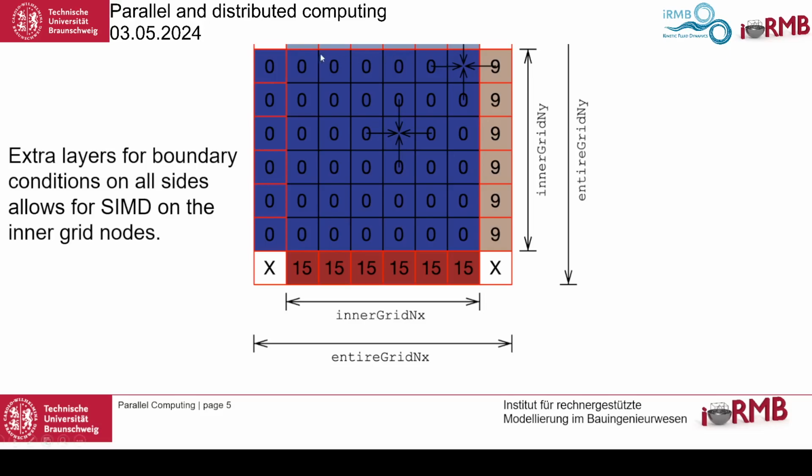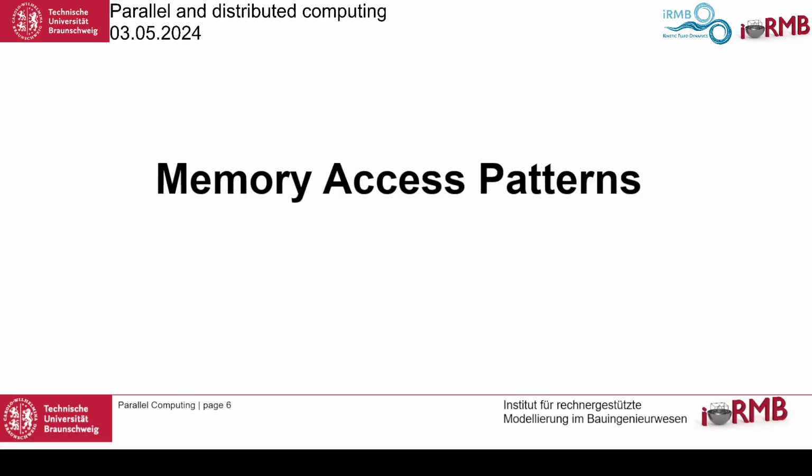So we'll do the update here in this inner part, which we call the inner grid. And then there's the entire grid, and here are grid cells which are not updated, and here we input our boundary condition, and then we iterate only over the inner grid.